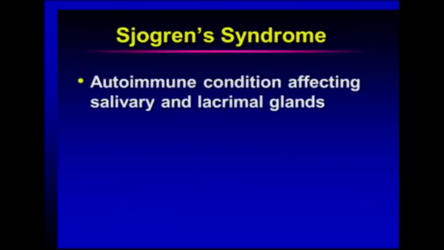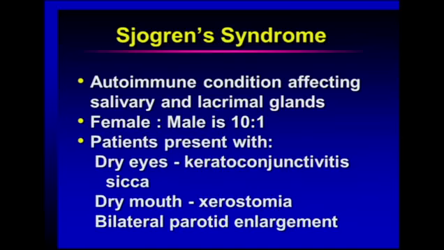So that appearance of the multiple small hypoechoic nodules and the slightly increased blood flow, this is very typical for Sjogren syndrome. This is an autoimmune condition that affects the salivary and lacrimal glands, usually in women. The patients present with dry eyes due to the dysfunction of the lacrimal gland and a dry mouth due to dysfunction of the parotids.